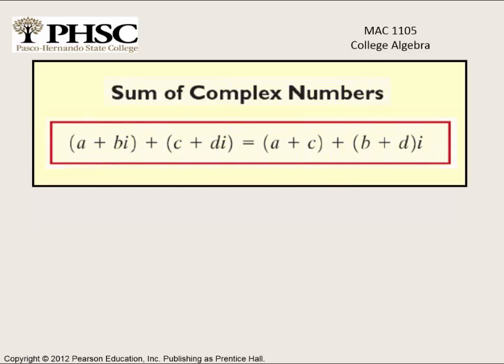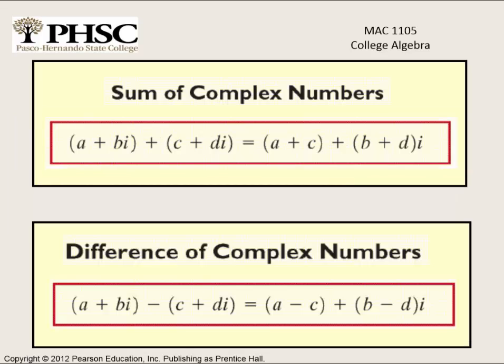Now, the next thing is the sum and the difference of complex numbers. So how do we add complex numbers? If we have a plus bi plus c plus di, that's going to be equal to a plus c, so we add the real parts, and then plus b plus d, so we add the imaginary parts. The difference: if we have a plus bi minus c plus di, we subtract the real parts and then we subtract the imaginary parts.